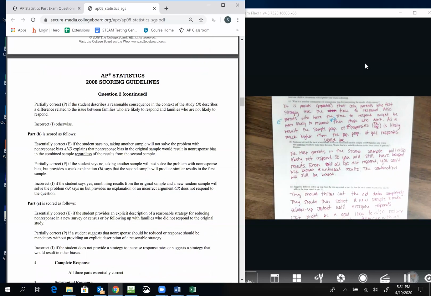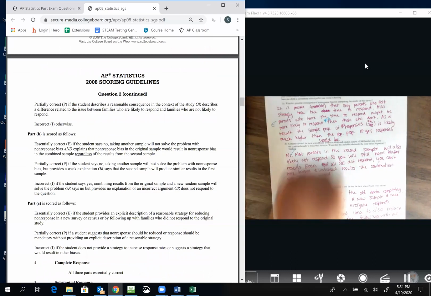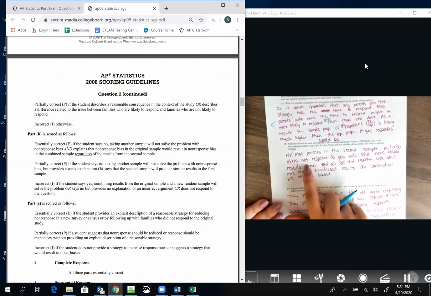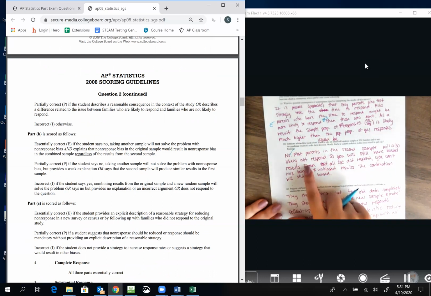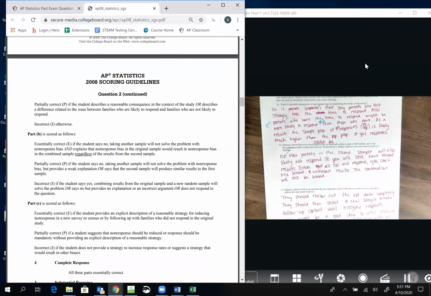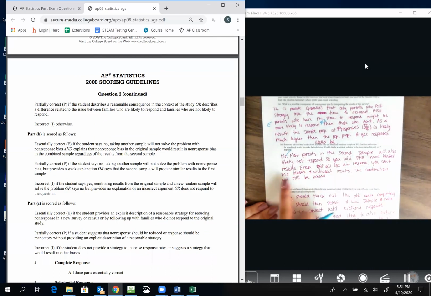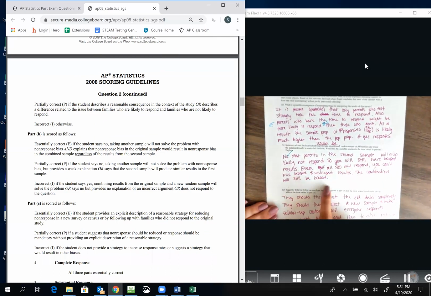So they said essentially correct if the student says no, taking another sample will not solve the problem with non-response bias, and explains that non-response bias in the original sample would result in non-response bias in the combined sample, regardless of the results from the second. So if I had stopped there, you would still have biased results. That wouldn't be enough. They're saying I have to indicate it doesn't matter what happens in the second sample, it's still biased. So even if the 500 did respond, you can't mix biased and unbiased, the combination would still be biased.